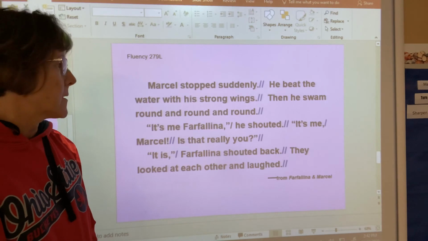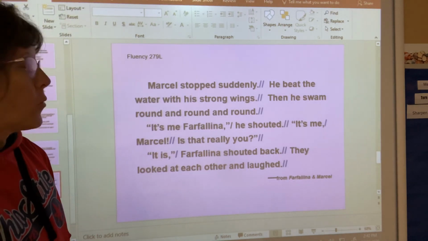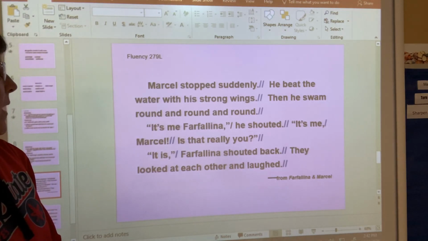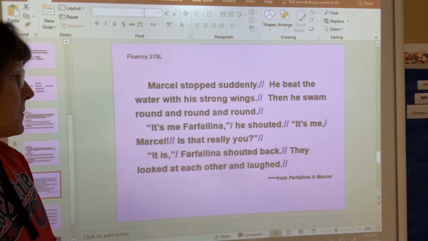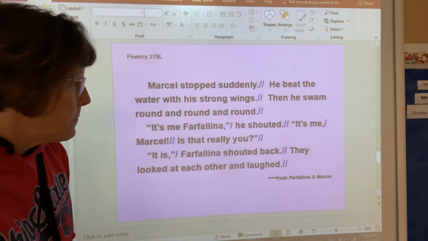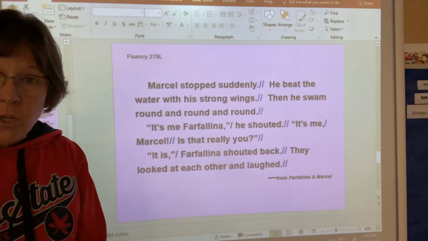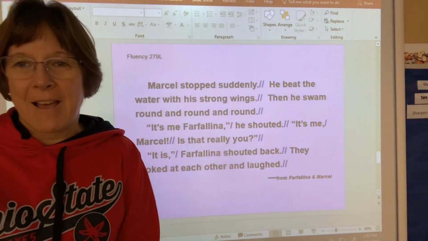Marcel stopped suddenly. He beat the water with his strong wings. Then he swam round and round and round. "It's me, Farfallina," he shouted. "It's me, Marcel. Is that really you?" "It is," Farfallina shouted back. They looked at each other and laughed.